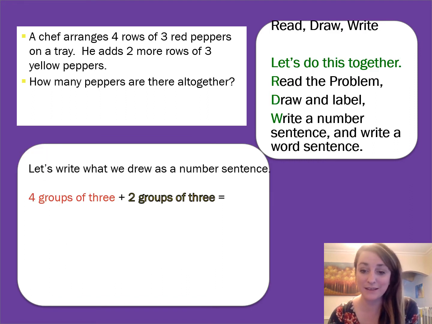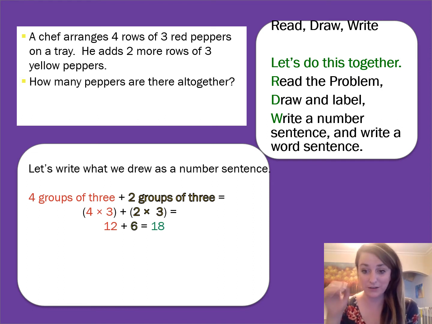Now, I could write my drawing as a number sentence. 4 groups of 3 plus 2 groups of 3. That's the same as saying 4 times 3 plus 2 times 3. Notice that there are parentheses grouping the separate equations.